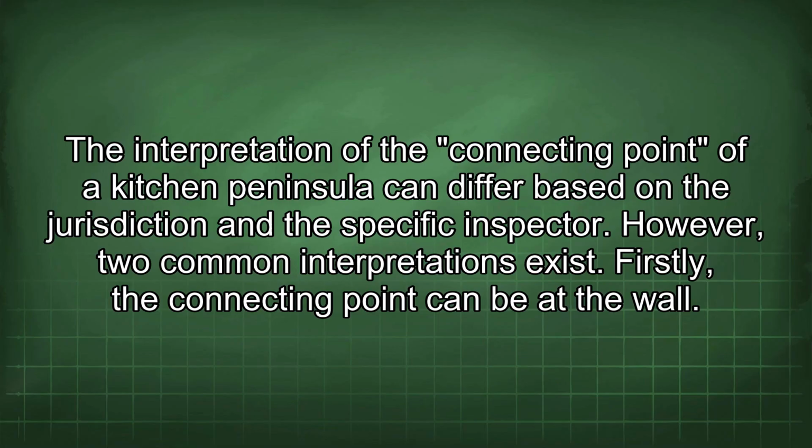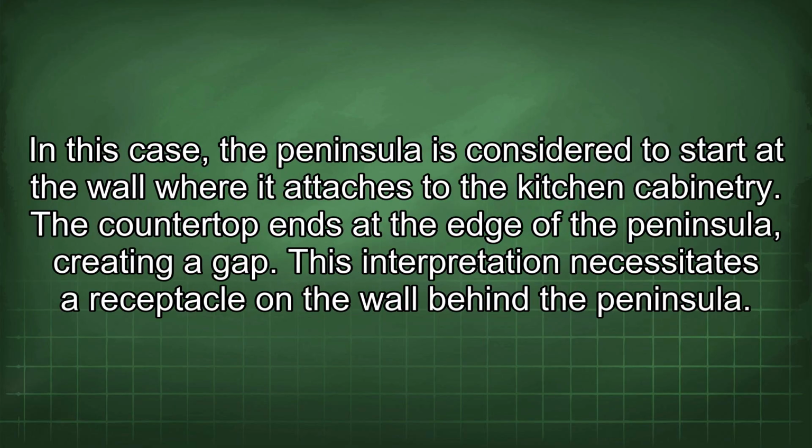The interpretation of the connecting point of a kitchen peninsula can differ based on the jurisdiction and the specific inspector. However, two common interpretations exist. Firstly, the connecting point can be at the wall. In this case, the peninsula is considered to start at the wall where it attaches to the kitchen cabinetry. The countertop ends at the edge of the peninsula, creating a gap. This interpretation necessitates the receptacle on the wall behind the peninsula.